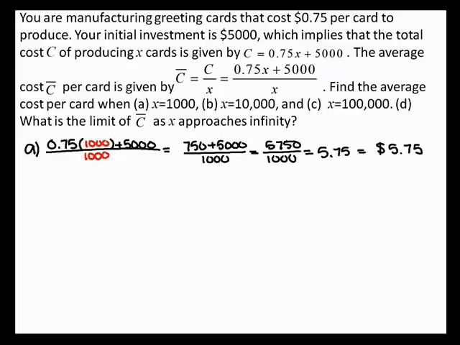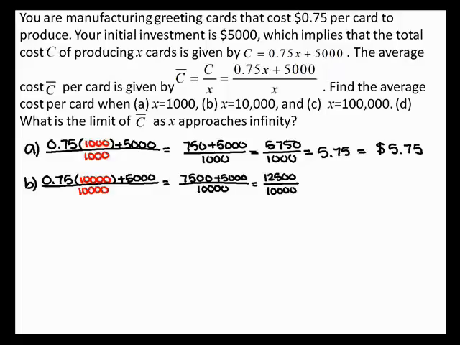Part B. To find the average cost per card when x equals 10,000, substitute 10,000 into the C bar equation. Simplify 0.75 times 10,000. Simplify 7,500 plus 5,000. Simplify 12,500 divided by 10,000. You find that the average cost per card when x equals 10,000 is $1.25.